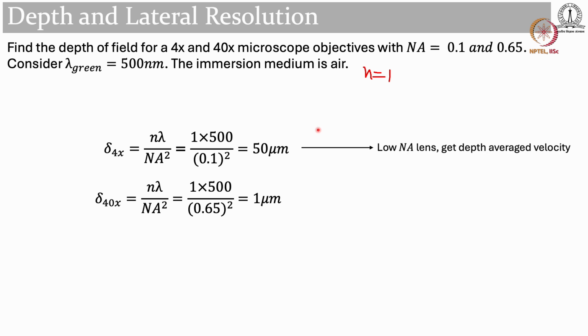So if you have a low NA lens, you get a depth averaged velocity field, and if you have a higher NA lens, you get an in plane velocity field. It depends on what kind of system you want to use for your experimental setup, and accordingly you can change the numerical aperture, the objective, and even the light source, but normally we change the microscope objective and the numerical aperture by changing the refractive index and those kinds of things.